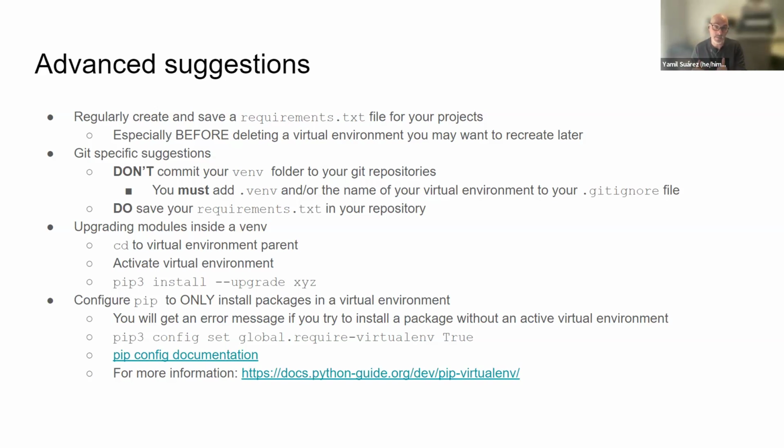Now, on the other end of the spectrum for Git, you do want to save your requirements.txt file in your Git repository. And I saw in the comments, some people appreciate when they check out a GitHub repository that already has a requirements.txt, which at least gives you a heads up of what's involved in downloading that one particular project.